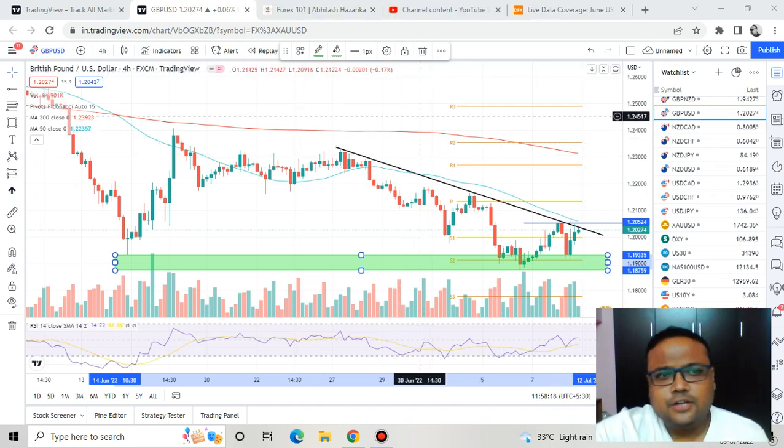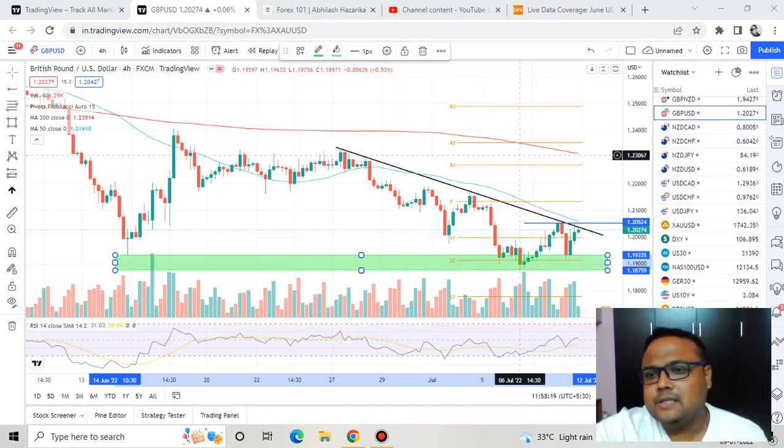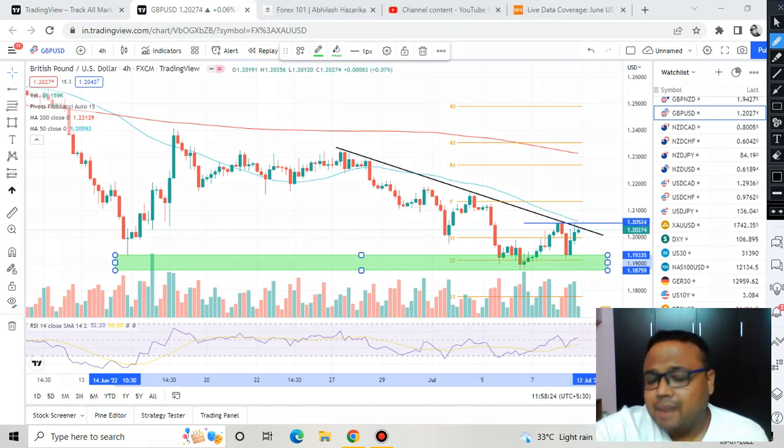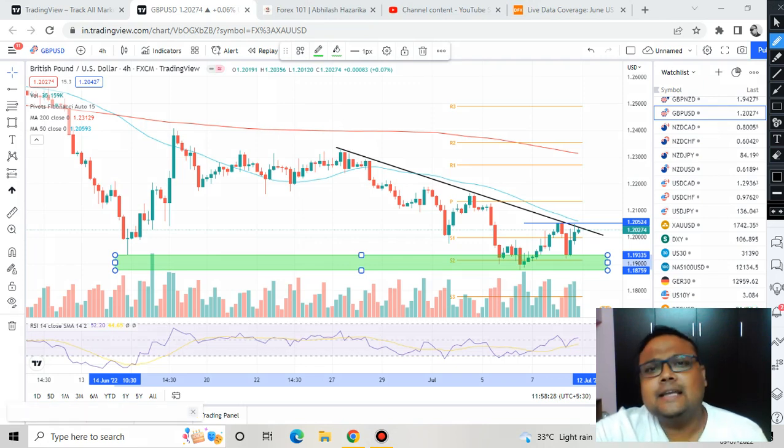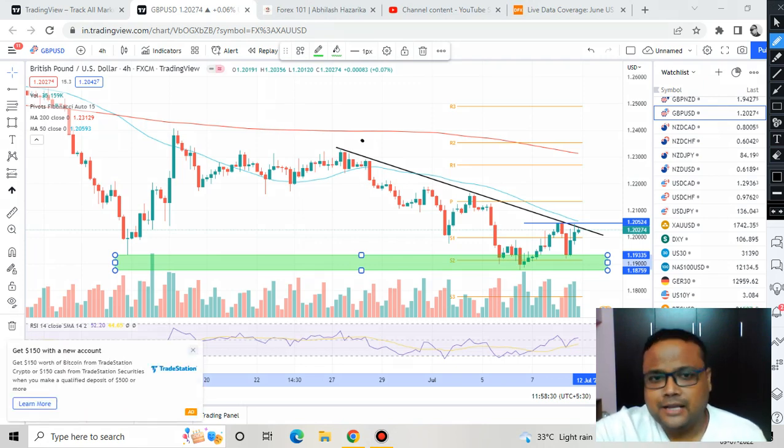This is the 4-hour chart of GBPUSD and the last traded price is 1.2027. And as you can see, the market has just closed at the trend line, and the trend line has been acting as a dynamic resistance for quite some time. You can see that whenever the market was trying to go up, the trend line was acting as dynamic resistance.